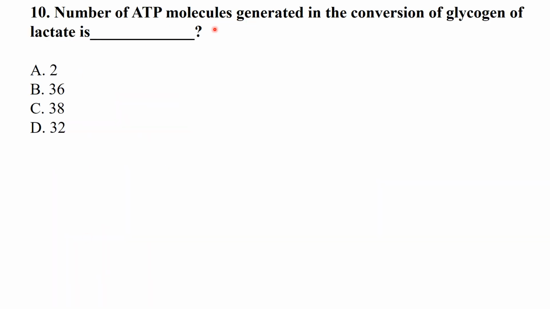The number of ATP molecules generated in the conversion of glycogen to lactate is: when glycogen is converted to lactate, how much ATP will be produced? It will produce 2 ATP.